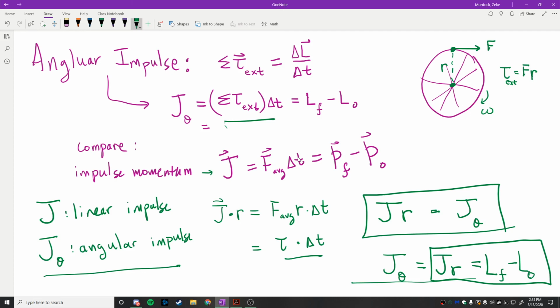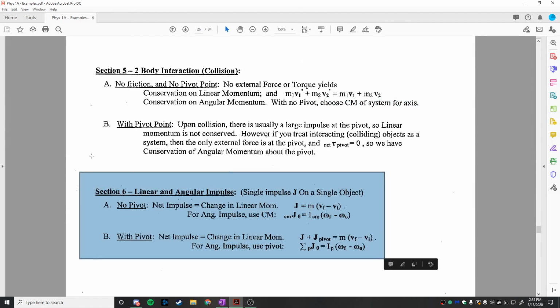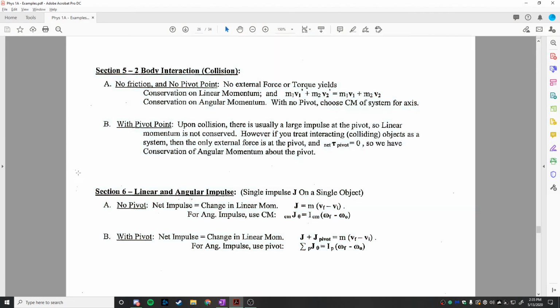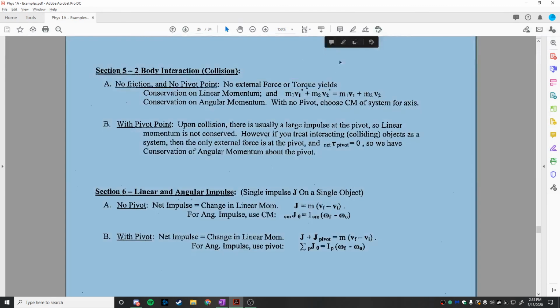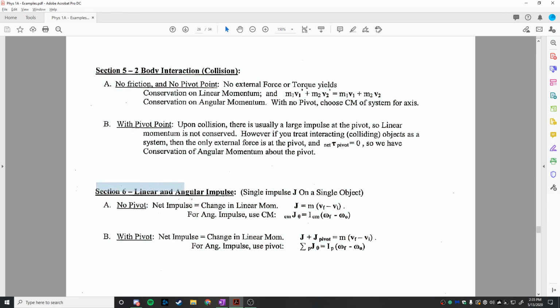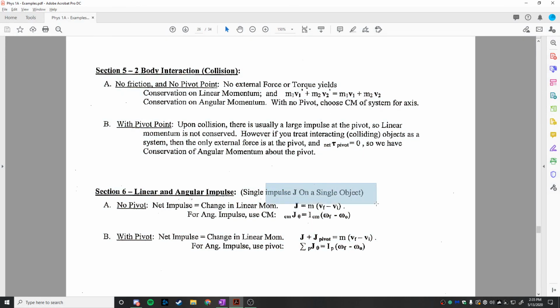I should really take off this piece right here. Now, all this is summarized in this document here. So we've done a bunch of problems with two-body interactions. We did a bunch of those. The next set of problems we're going to be doing are linear and angular impulse. This involves a single impulse J on an object.